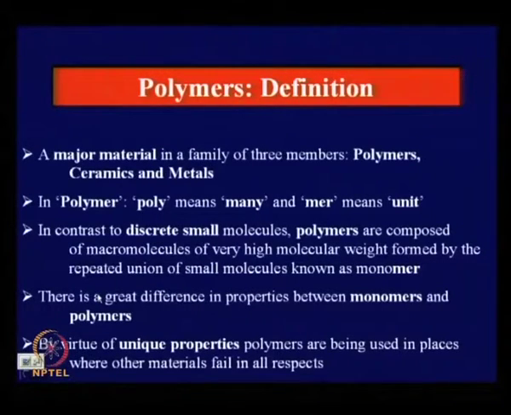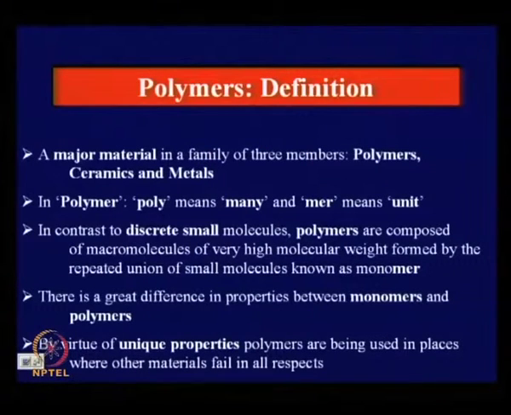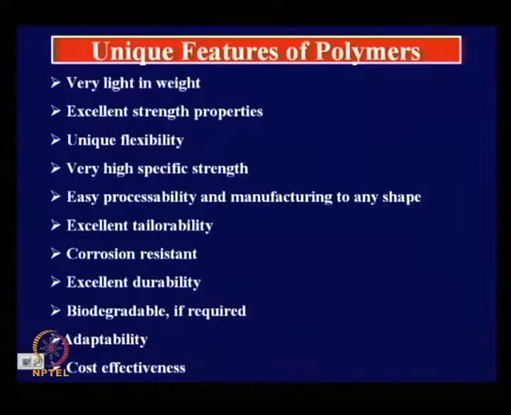By virtue of their very high molecular weight, there is a large difference in properties between monomers and polymers, or discrete molecules and polymers. You will gradually come to know how much is the difference, and by virtue of their macro size, these polymers have certain unique properties which have placed them on top of other materials, and we will gradually realize. Now, what are these unique features of polymers over other materials, say metals and ceramics?